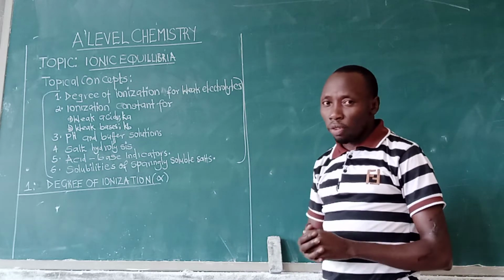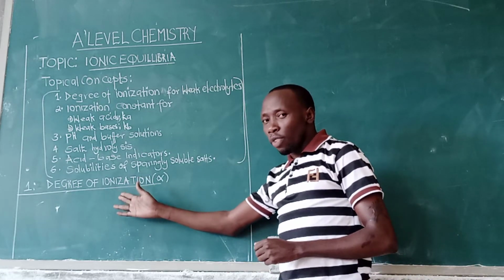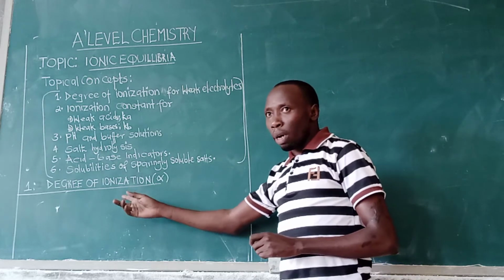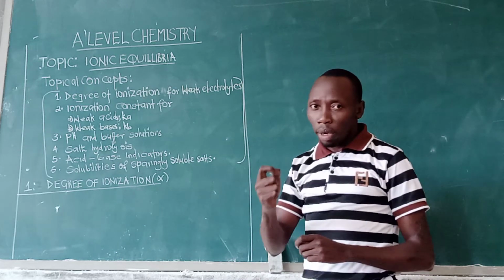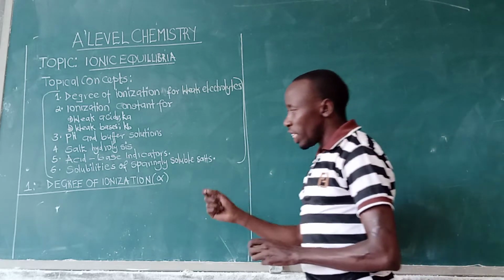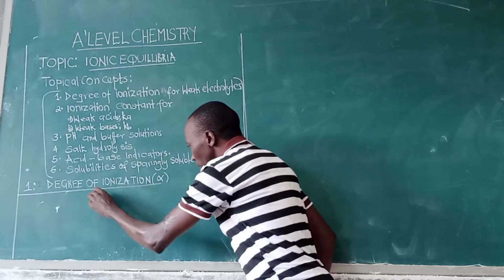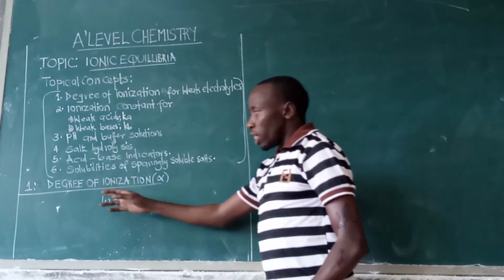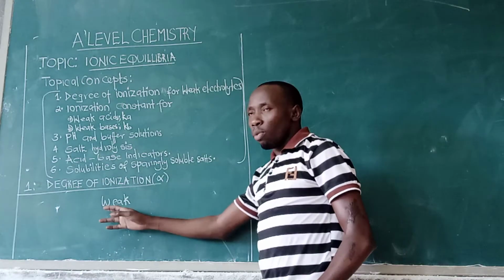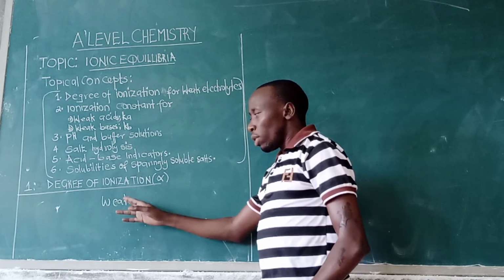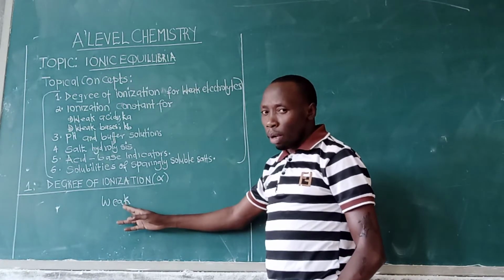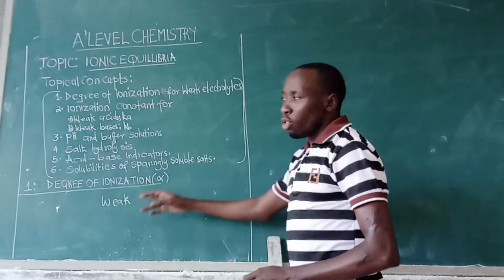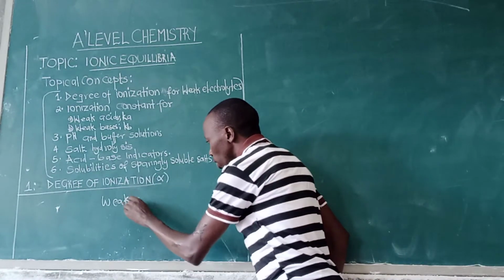Degree of ionization is the maximum potential, in some books called the maximum ionization or maximum dissociation, of weak electrolytes. The degree of ionization is the maximum potential or maximum ionization of weak electrolytes, or the dissociation of weak electrolytes.